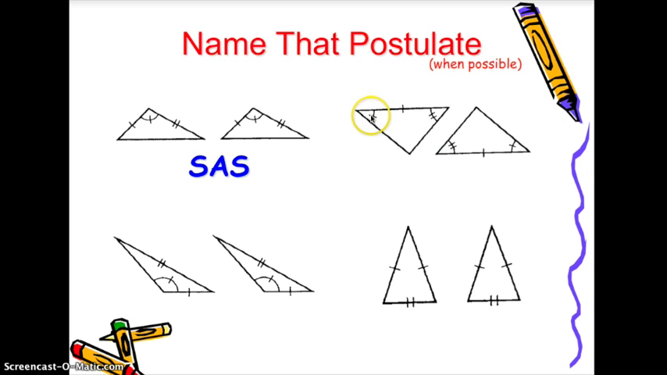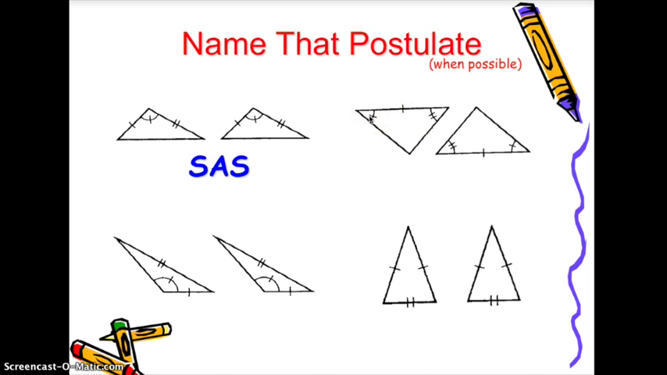Now, you can start at whichever corner you want. Let's say I start in this corner. Here I have an angle that's marked. Touching that angle, I have a side, and then on this side I have another angle marked. So read the markings in the order that they go. I see an angle, then a side, and then another angle.